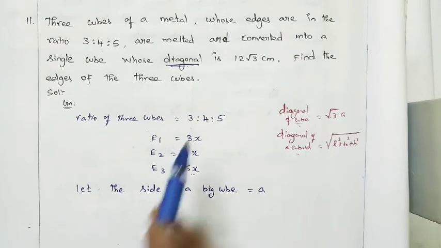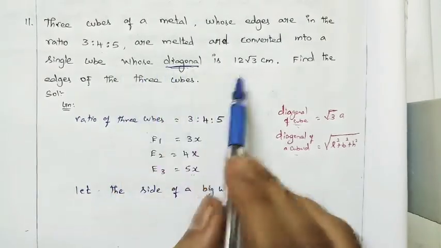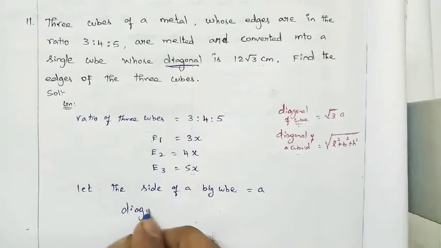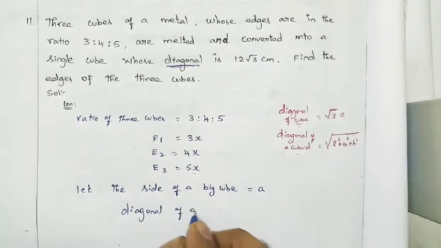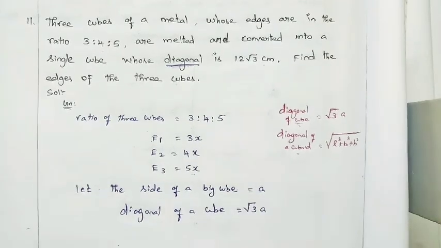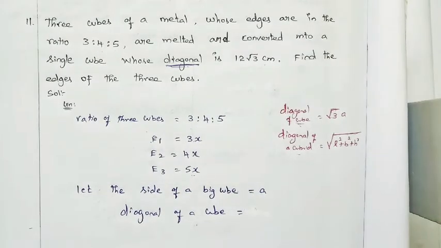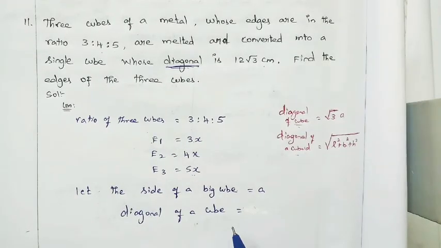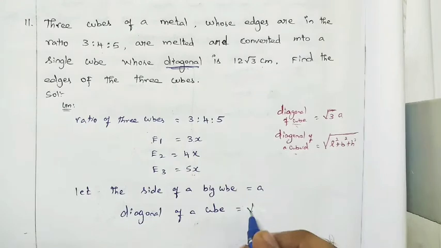Then we know that they have given that the diagonal of the cube is equal to 12 root 3 centimeter. So the diagonal of a cube, what is the formula for the diagonal of a cube? It's root 3a.